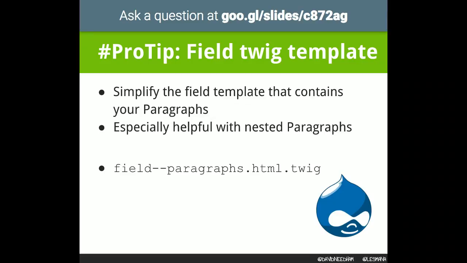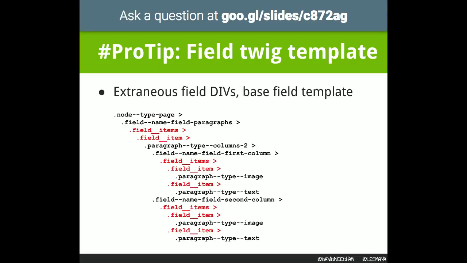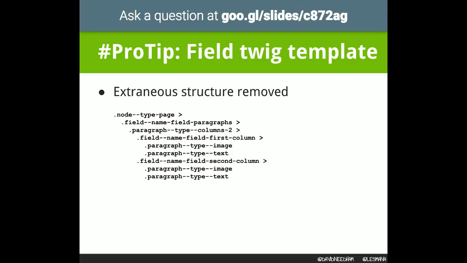necessary. So for example, if we look into the field paragraphs HTML Twig file, this is an example of what it could look like when you're actually rendering your page. So we have node type page, field name, field paragraph, field items, field item, paragraph type column 2, and so on. It's lots and lots of repeated things. So like these right here, field items, field item, it's a lot of repetitive stuff that isn't really giving you a lot of useful delineation between the different pieces of content. Paragraphs already gives a lot of that to you. So if you just remove them, it simplifies this dramatically.